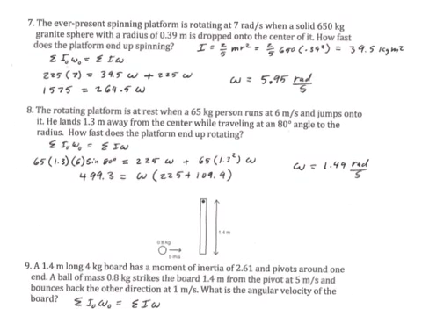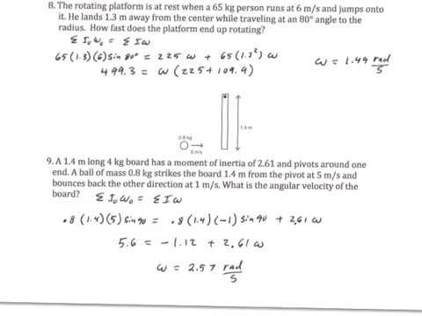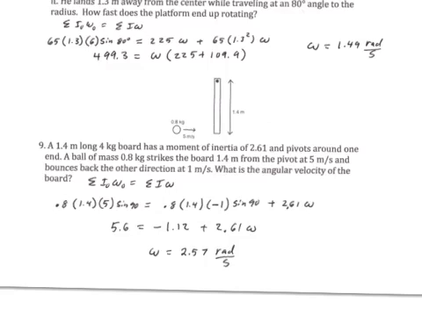So I'm going to multiply 65 times 1.3 squared, and I get the moment of inertia of the person is 109.9, plus the moment of inertia of the platform, times its angular velocity, is going to equal this momentum. Solve that for omega, and you get 1.49 radians per second. So the platform wasn't spinning, the person jumped on it, and now together they are rotating at 1.49 radians per second.